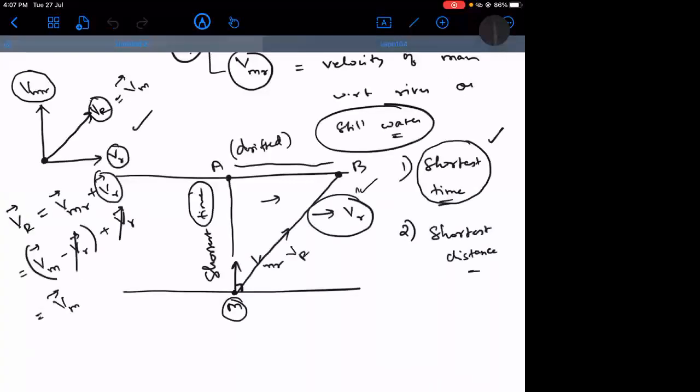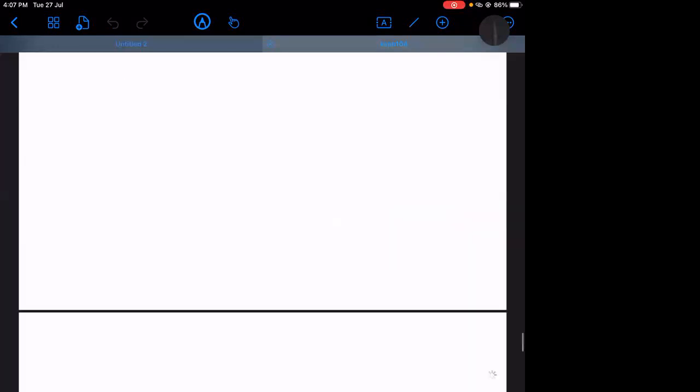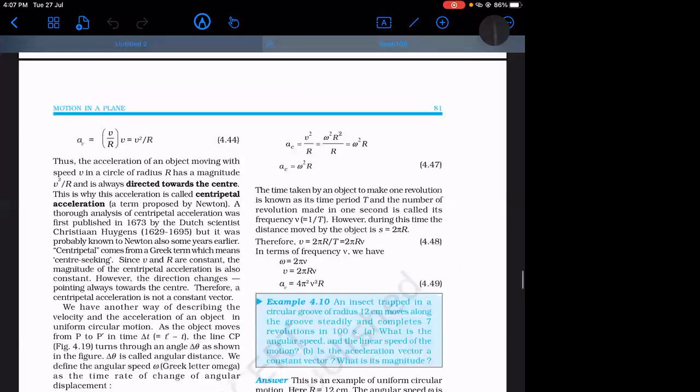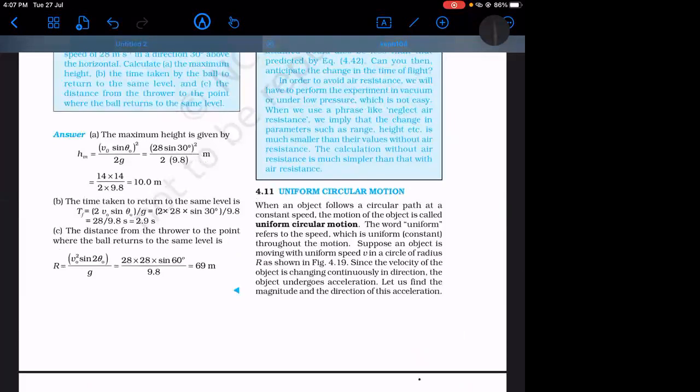We'll move on to the next concept. That is the last concept left out in this chapter, which is uniform circular motion. Okay. So write down the heading as uniform circular motion.